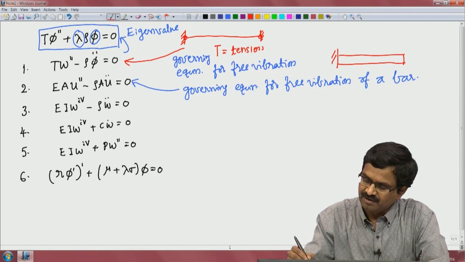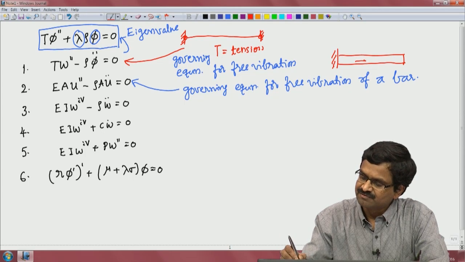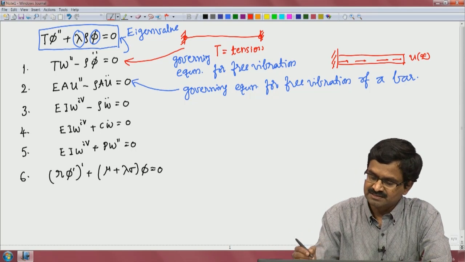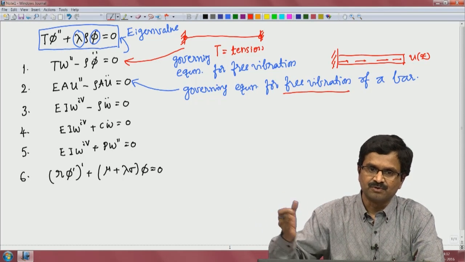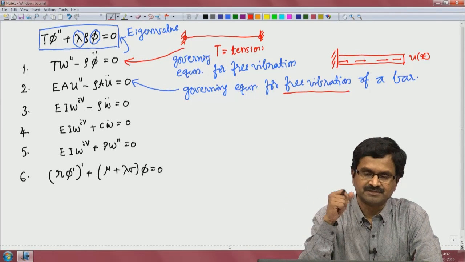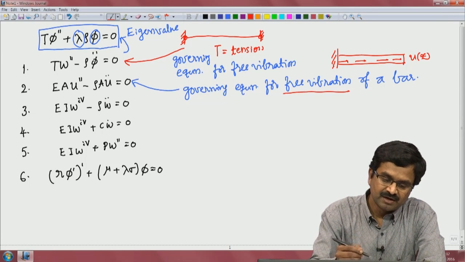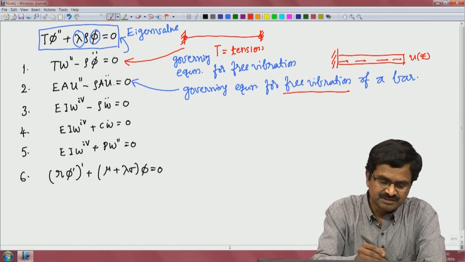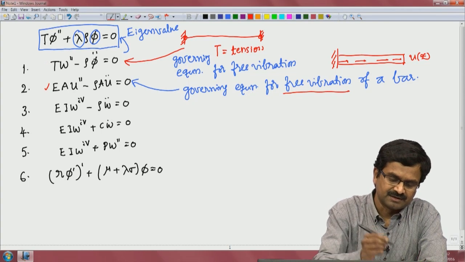We have a bar with, let us say, fixed and free ends, where its deformation is in this direction, that is U of x, and that is the free vibration again for it. If there is a bar and you pull it and it is going to vibrate, there are different natural frequencies, again infinite natural frequencies that come about in the form of an eigenvalue problem if we use this governing equation, just like we had done for a string.